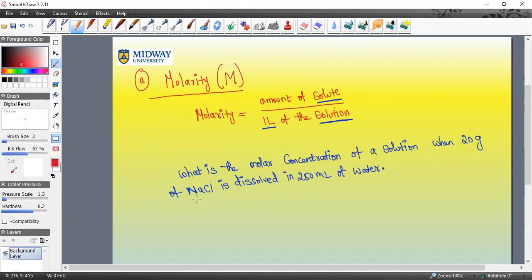It's the sodium chloride. Okay? Water is typically a solvent. So when you mix the sodium chloride into water, you make a solution. Okay? So this is the solute. And this is the solvent. When they mix together, you make a solution.